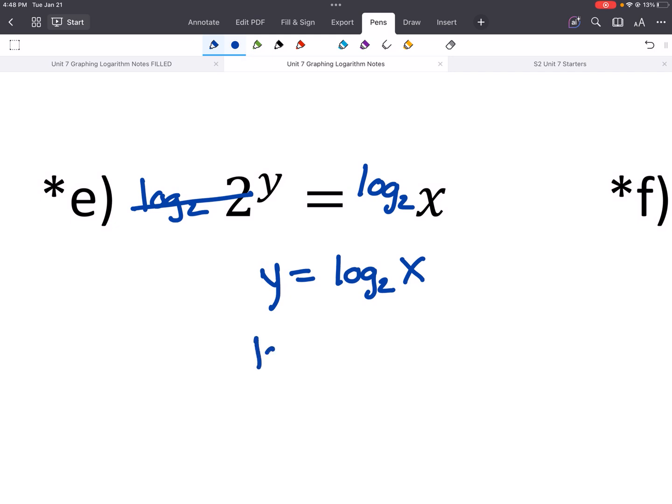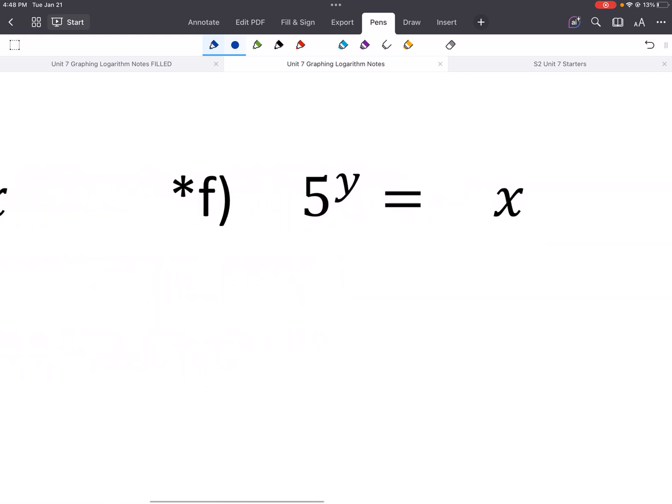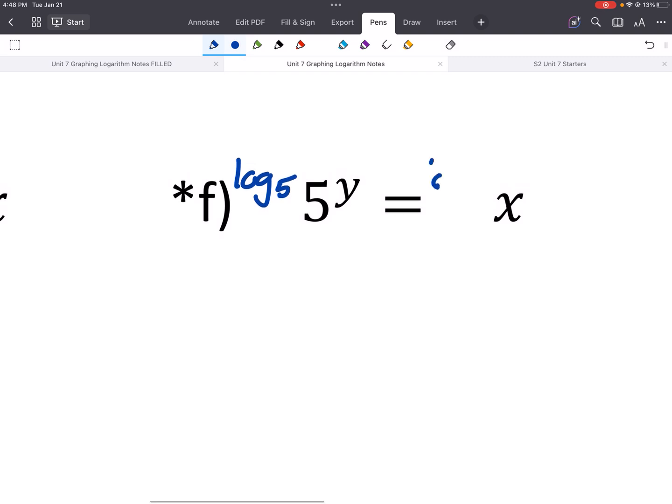And again, sometimes you'll see it written this way, in this order. Okay, both are great. All right, and then the last one, here the opposite of a base of 5. We want to get rid of that, so we could do log base 5. We have to do it on both sides. So y equals log base 5 of x.